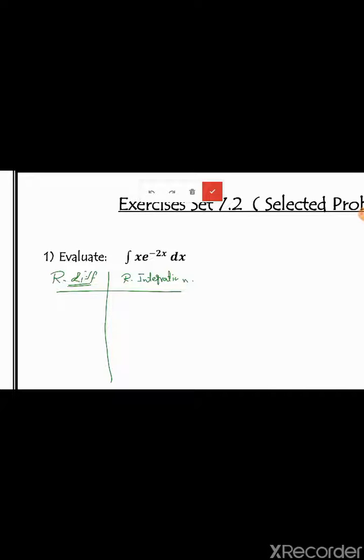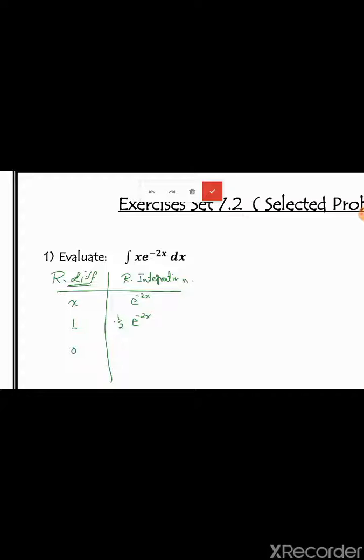Okay, in the first column we said we're gonna use the first one, which is x, and then we will find the repeated differentiation for x until we get 0. So the derivative of x is 1 and the derivative of 1 is 0. In the second column, it's the repeated integration, the second part, which is e to the power of negative 2x, and then we will find the integral of e to the power of negative 2x, which is the same, e to the power of negative 2x, divided by negative 2 or multiplying by negative half.